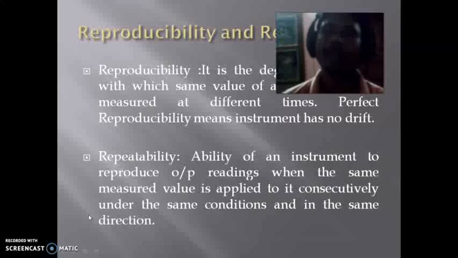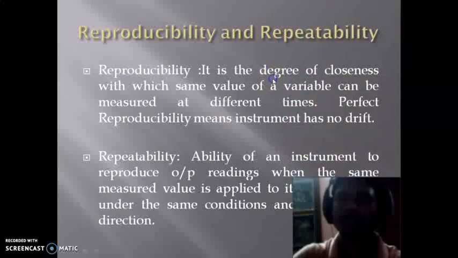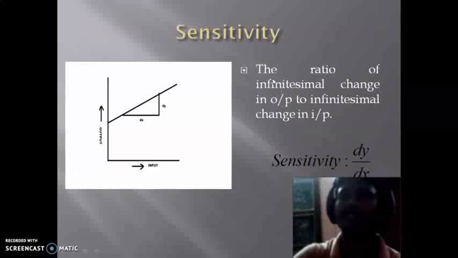So if we apply a particular input to an instrument, and every time we get near about the same value, then the repeatability of this particular instrument is very good. So next we are just going to discuss the topic which is the sensitivity. This is also a very important characteristic of indicating instruments. This is a static characteristic.